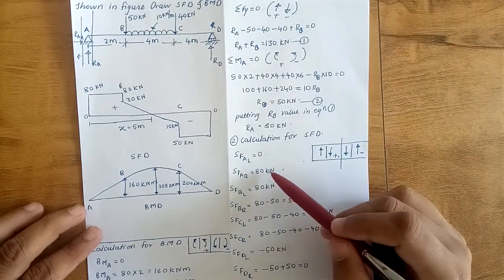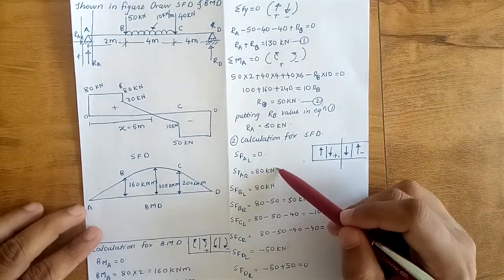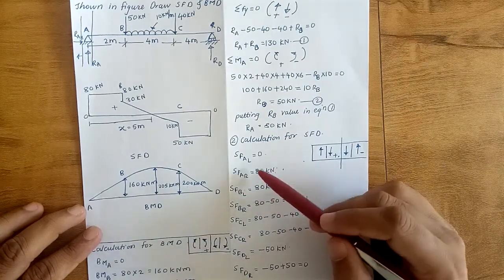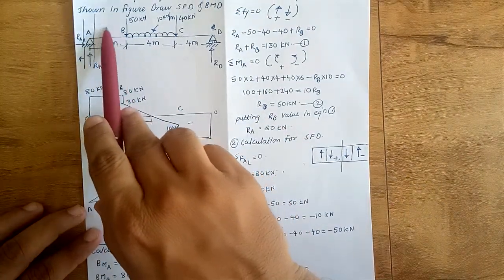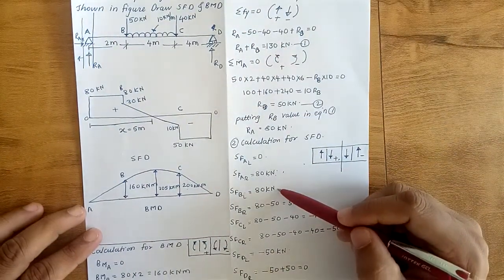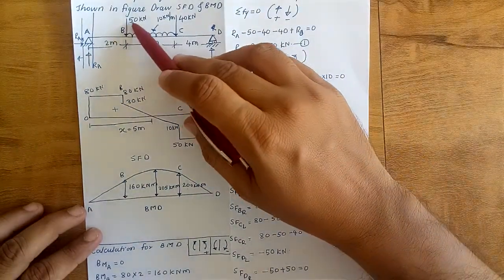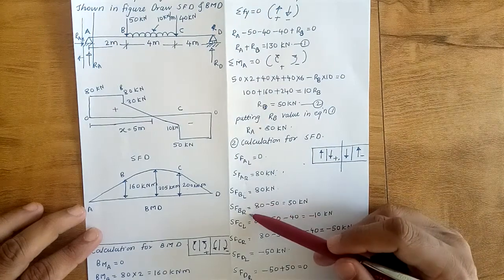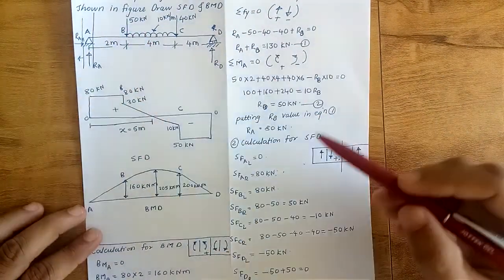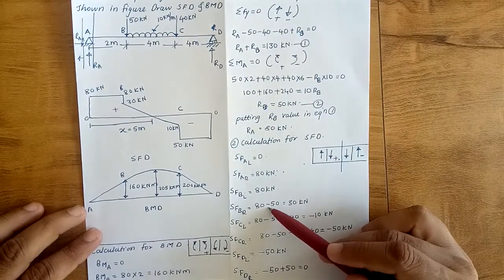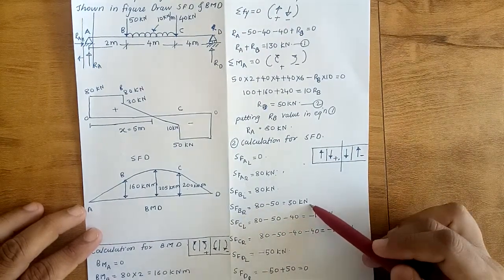Shear force at A right is 80 kilonewton. The shear force at B left will be the same, because there is no load along this length of beam, so it will also be 80 kilonewton. Then shear force at B right. When we consider shear force at B right, we have to consider this 50 kilonewton load. So that's why plus 80 minus 50 is equal to 30 kilonewton.